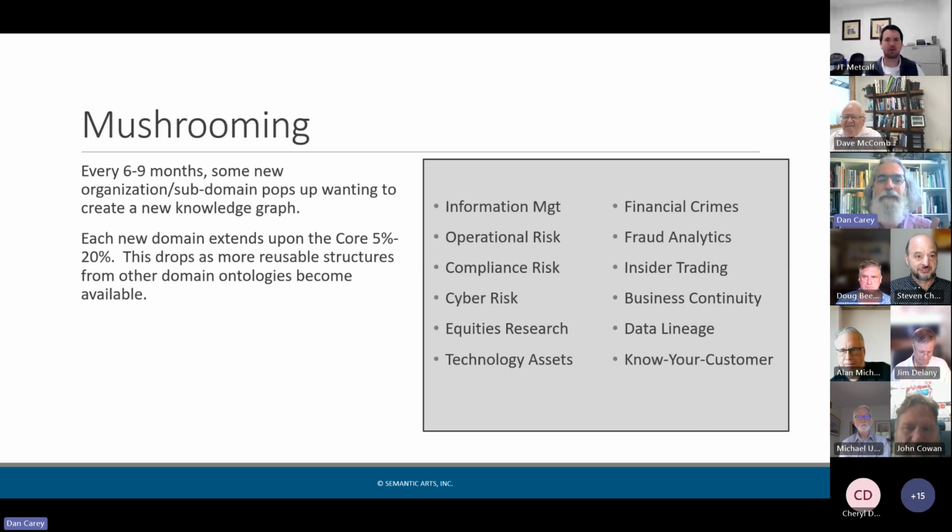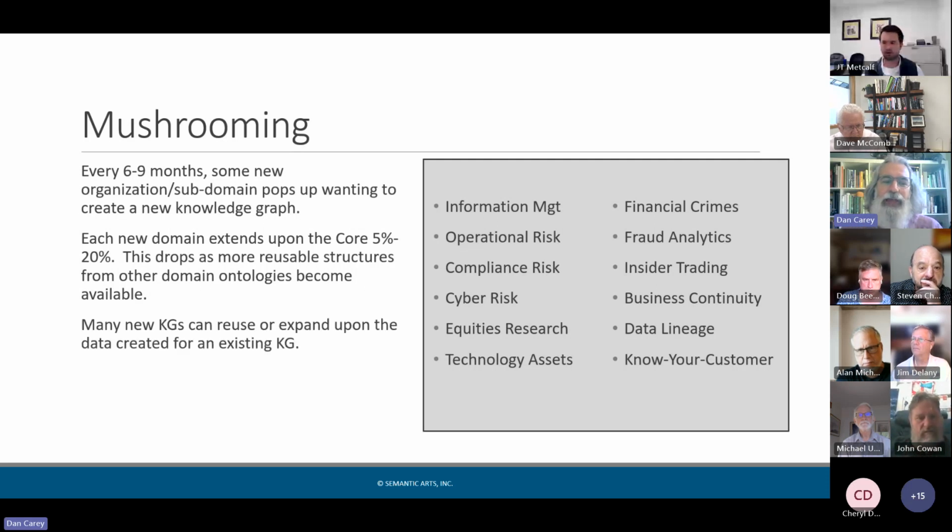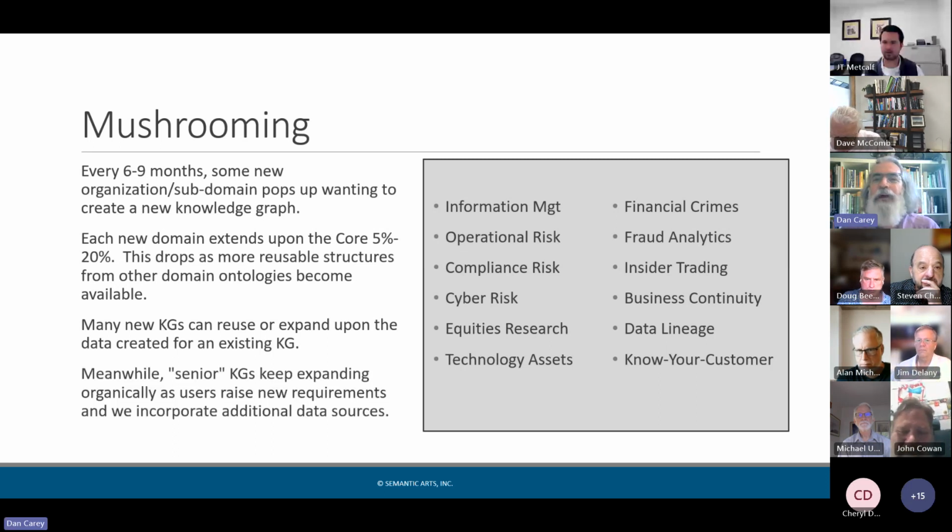But we are seeing that as you get more domain ontologies, you get more reusable structures and data. So the amount that any new domain has to extend can stay small or begin to shrink a little bit. And as I noted earlier, new knowledge graphs can reuse or expand the data that an existing knowledge graph has. And meanwhile, the senior knowledge graphs just continue to expand.